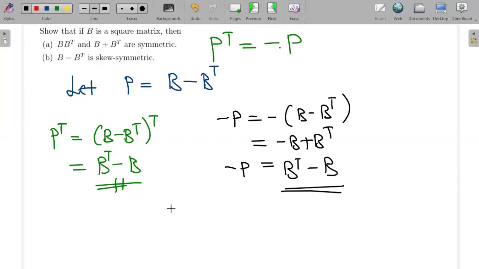So you've seen now that P transpose is equal to minus P, which is equal to B transpose minus what? B. So this proves that this expression here is actually what? Skew symmetric. So we're going to say hence shown. So we found or shown whatever they were asking us to do there.